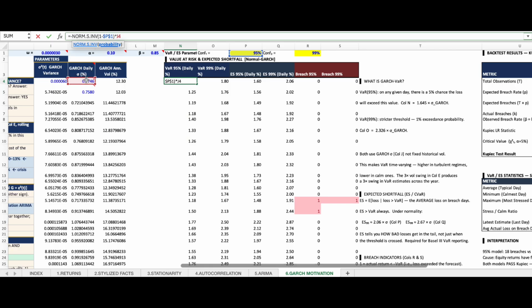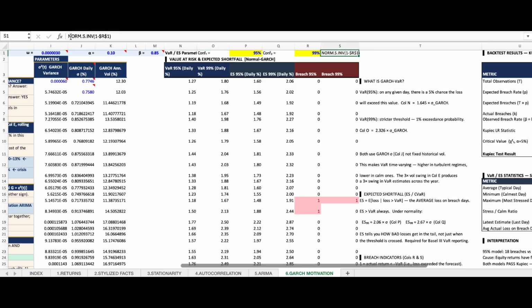Multiply that by the GARCH daily volatility, and you get today's 95% VaR estimate. The 99% VaR uses the multiplier 2.326, which is the corresponding normal critical value.